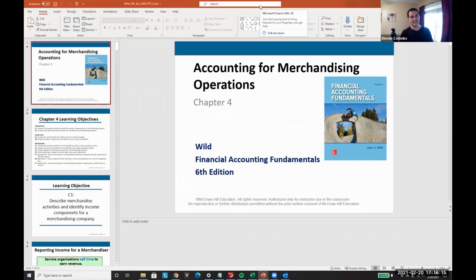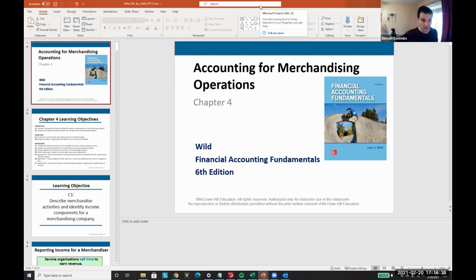Let's talk about accounting for merchandising operations. There's really only a few types of overarching businesses out there. You can provide two types of products. Those products are either physical goods or services.